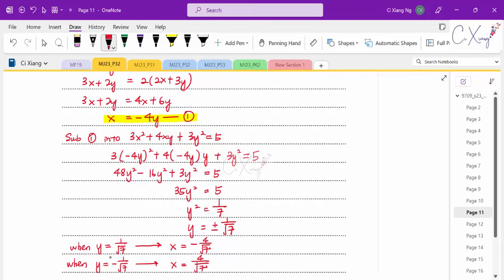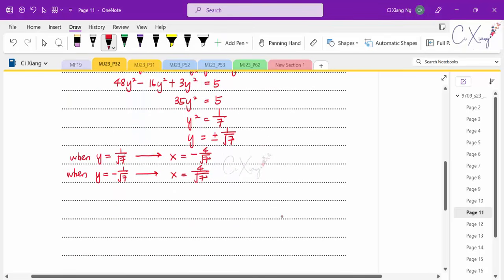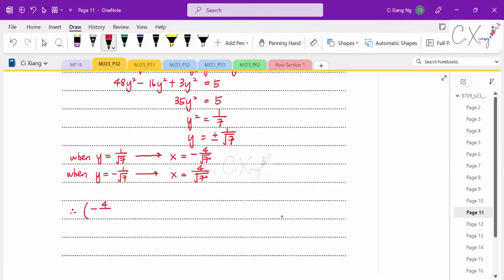This is the coordinates of the points that fulfill the criteria where the gradient of the tangent at these 2 points is equal to negative 2. You need to write it out in coordinate form. The first point is negative 4 over square root 7, y coordinate 1 over square root 7. The second point is 4 over square root 7, then y is negative 1 over square root 7.